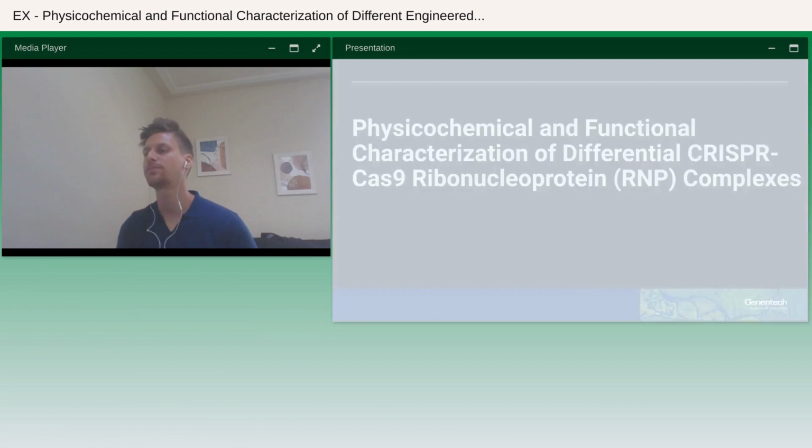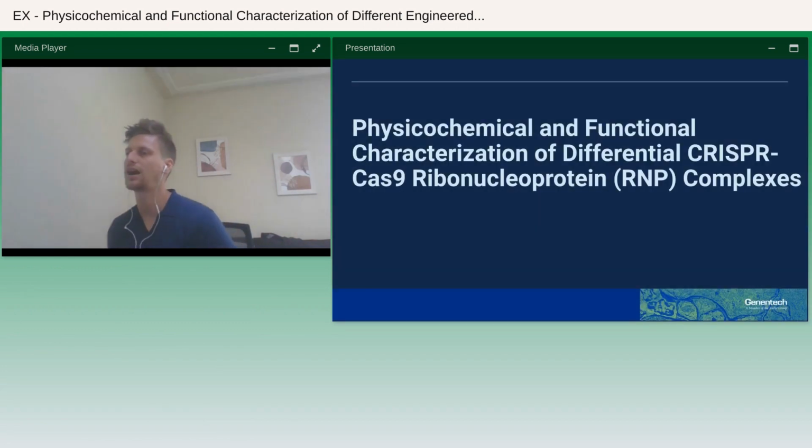So for the second part of this talk, I want to discuss RNP complexes and how we can get more information and evaluate the impact of guide RNA or Cas9 on the RNP complex formation.